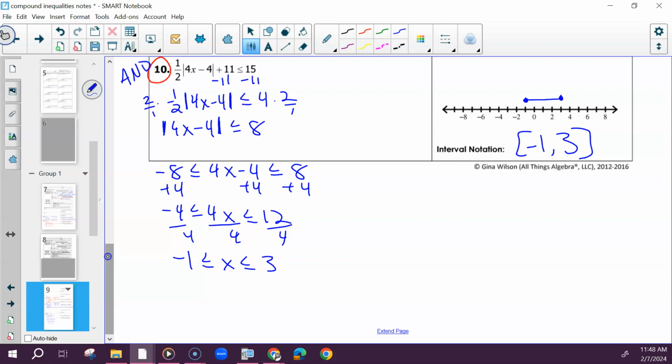Do you have any questions on that? This is like the most you might have to do in a problem. Isolate by subtracting and multiplying or dividing, and then set up your two equations, and then solve, and then graph, and then write the interval notation.